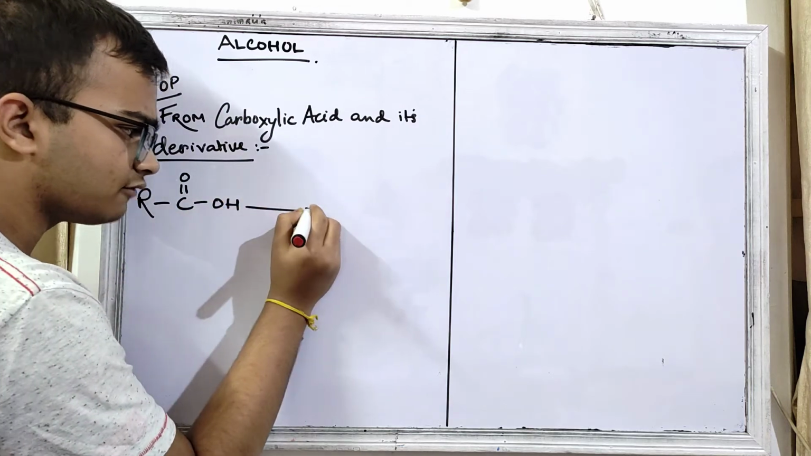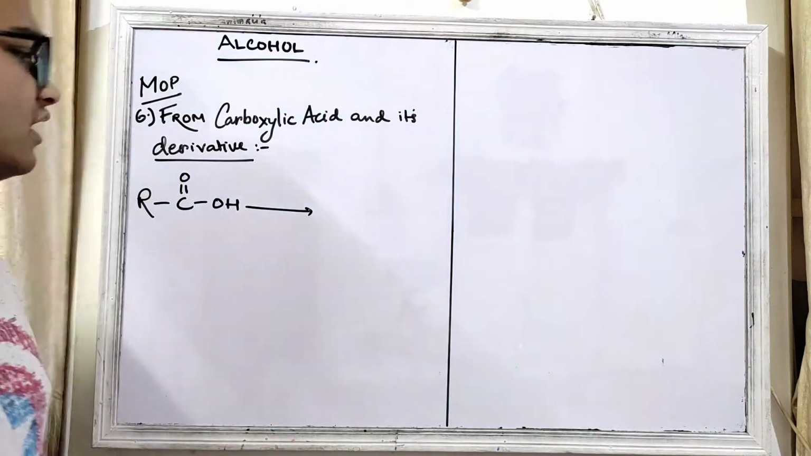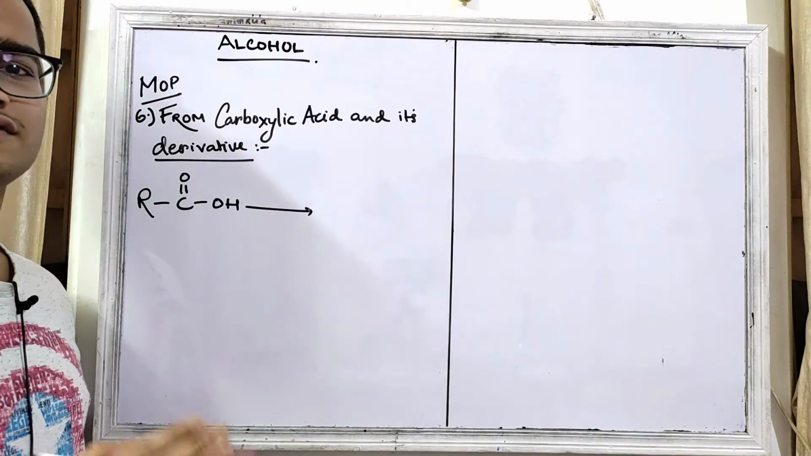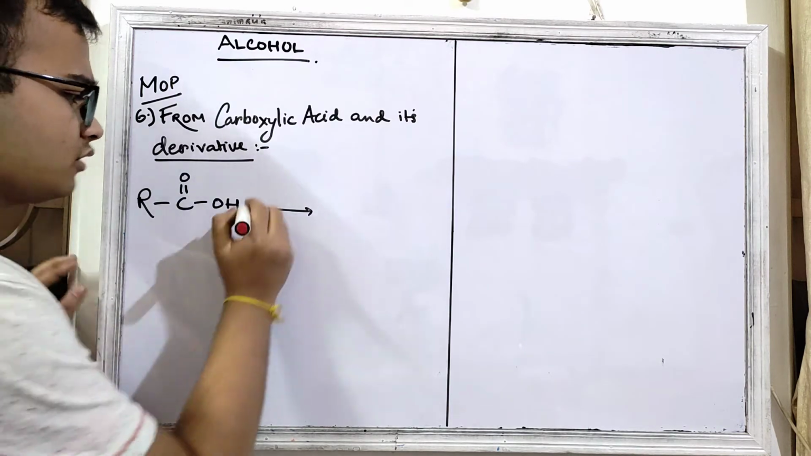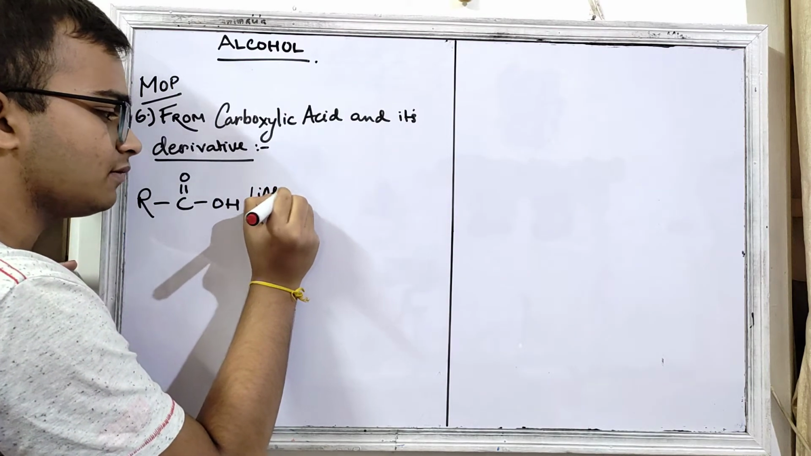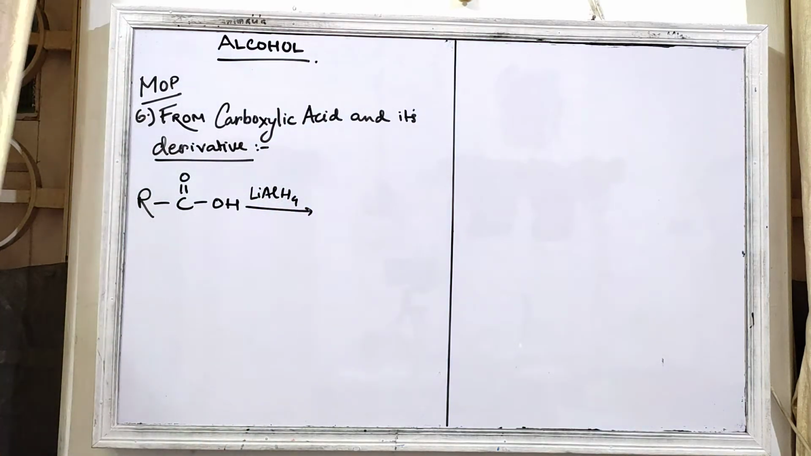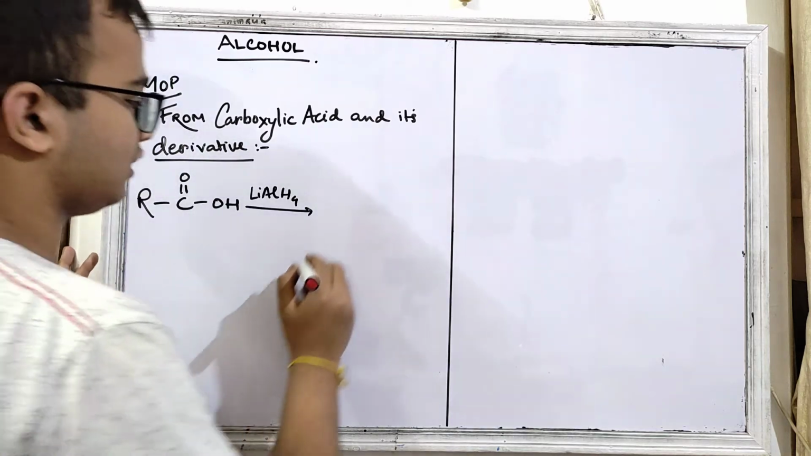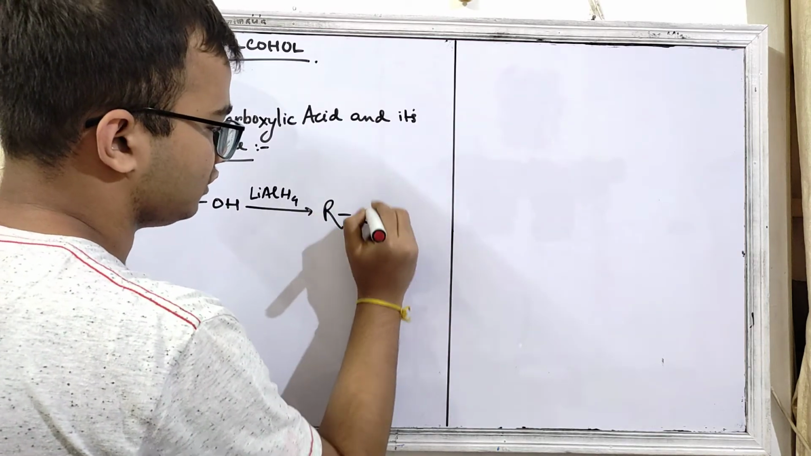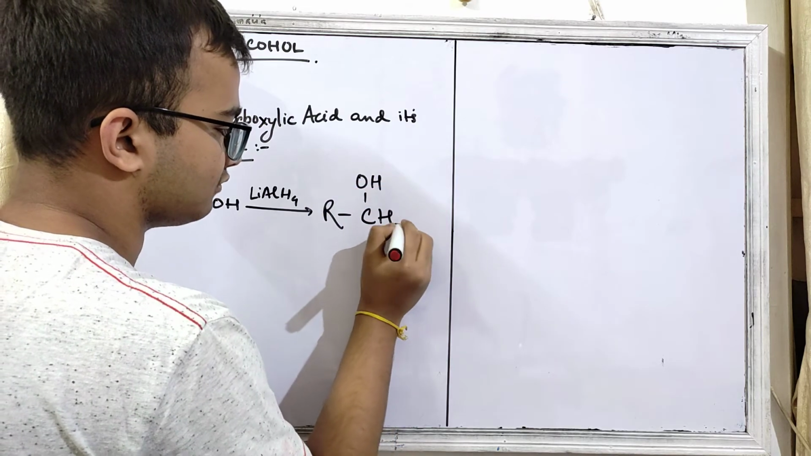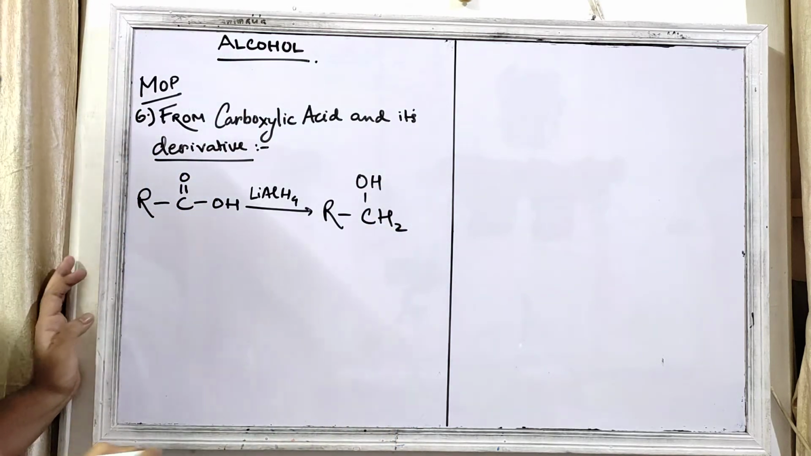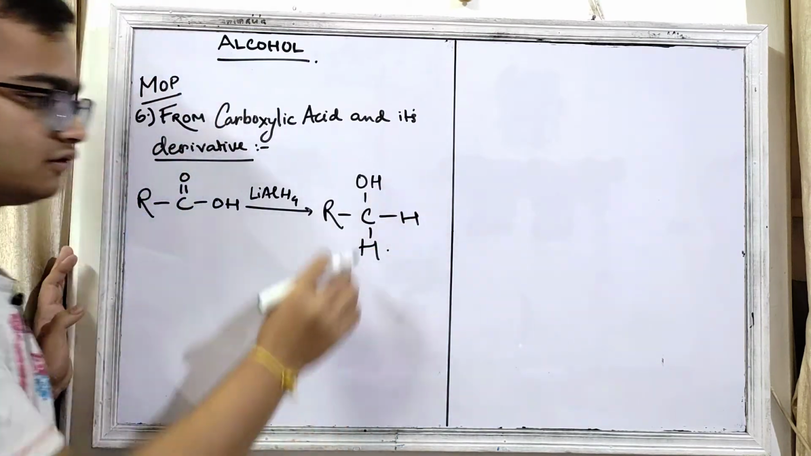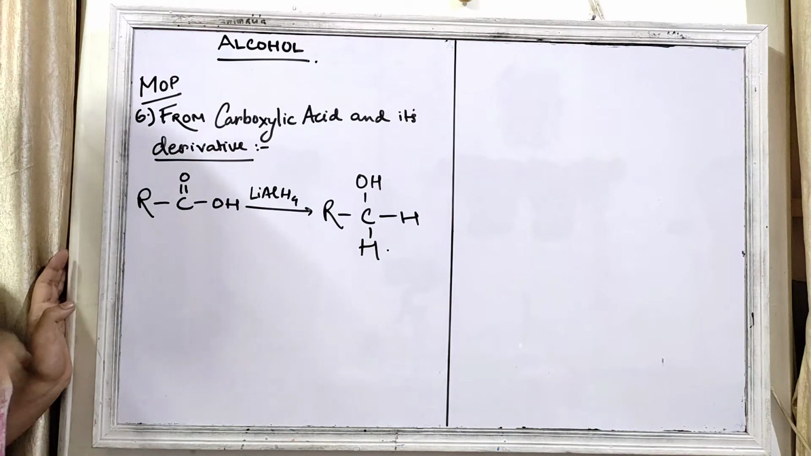Now for this you have to obviously perform reduction. For reduction you are only eligible to take lithium aluminum hydride. You cannot take NaBH4, which is sodium borohydride. So for that you have to take lithium aluminum hydride. As a result you obtain your alcohol. Your alcohol will look like this, R C OH, and here will be H2. Clear? See, the 4 valency of carbon is being satisfied. So this is called the reduction of carboxylic acid.